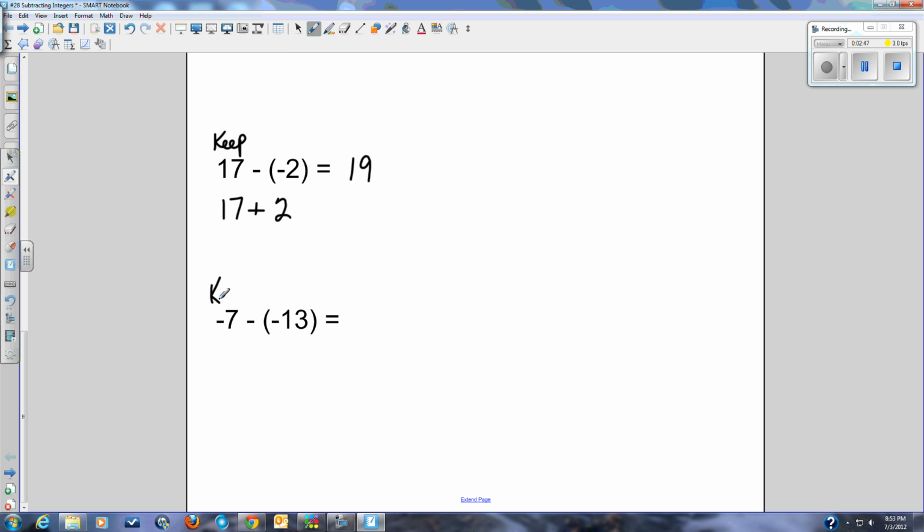Again, always keep your first number, so keep the negative 7, change your minus to plus, and then take the opposite of the second number. The opposite of negative 13 is positive 13. Think of it this way. If the temperature is 7 below 0, it gets 13 degrees warmer. What is the temperature? It's going to be 6 above, or positive 6.